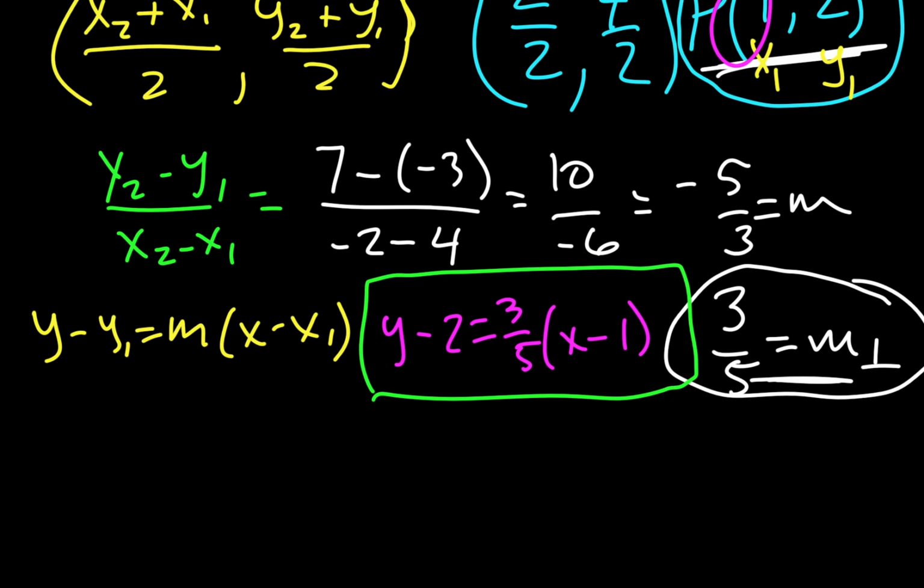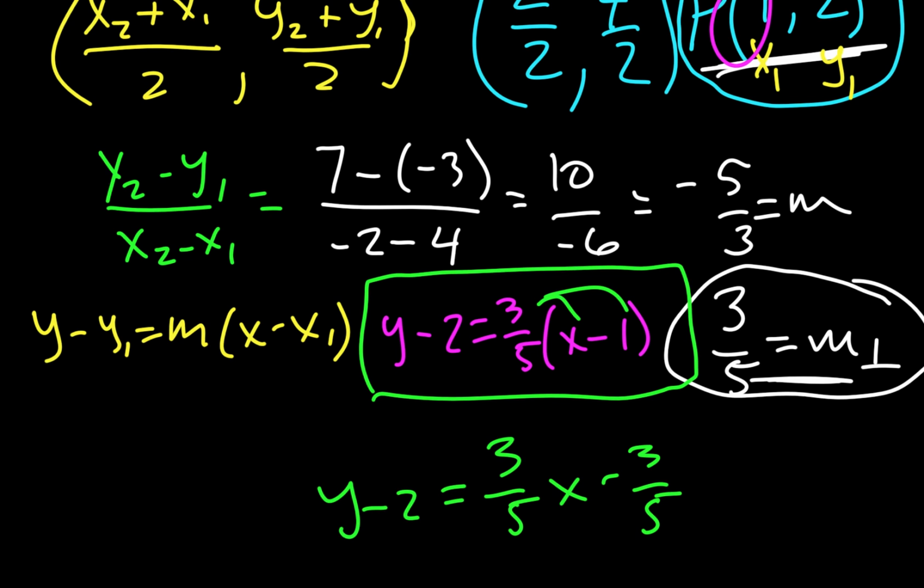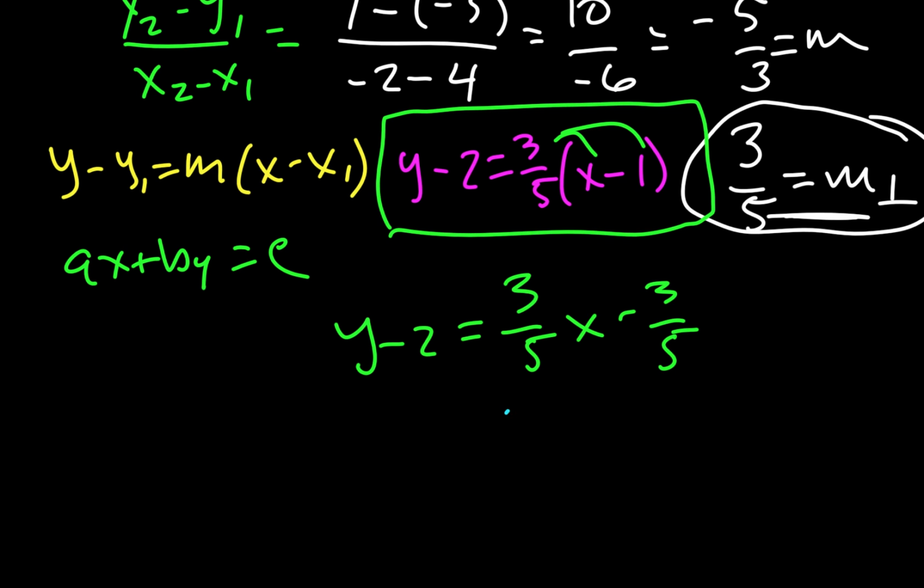Now, if you want to put it in general form, first you need to distribute right here. So we get 3/5 x minus 3/5. We still have our y minus 2 on this side. And now, since it's general form, general form is ax plus by equals c. So we need to get our x's and our y's on one side and our constants on the other side. So we subtract 3/5 x and we add 2.